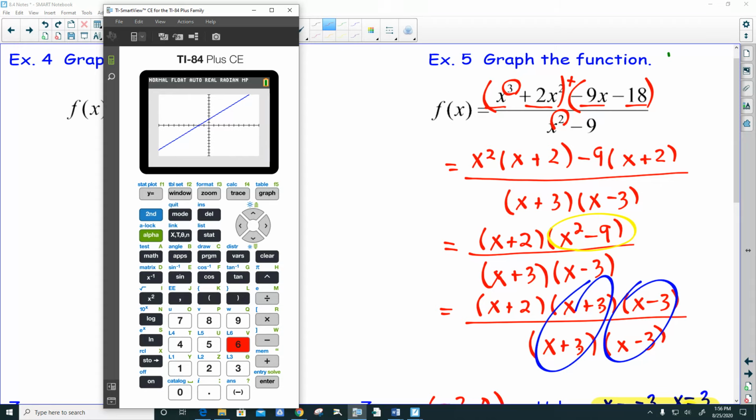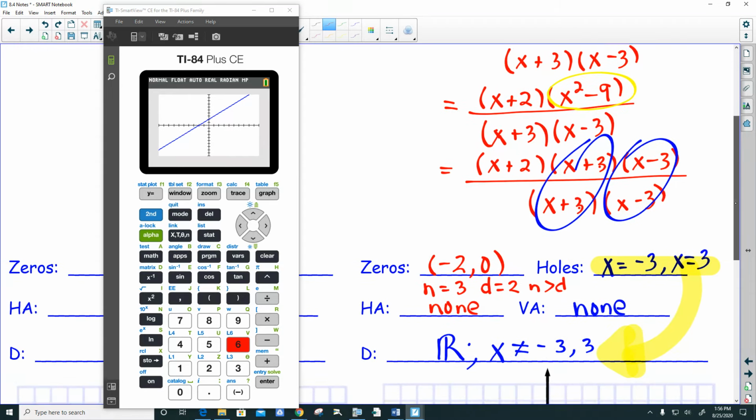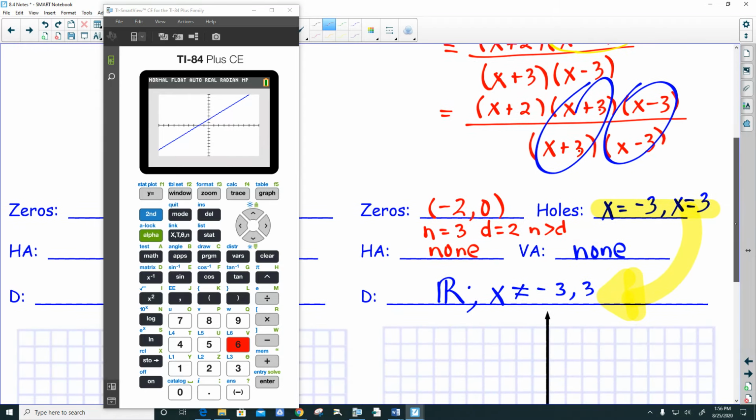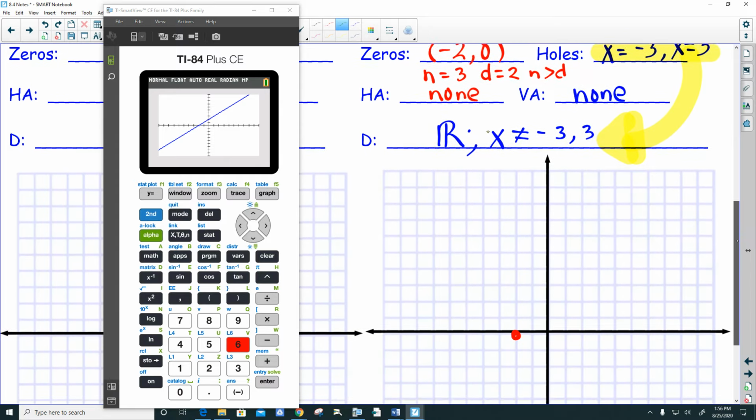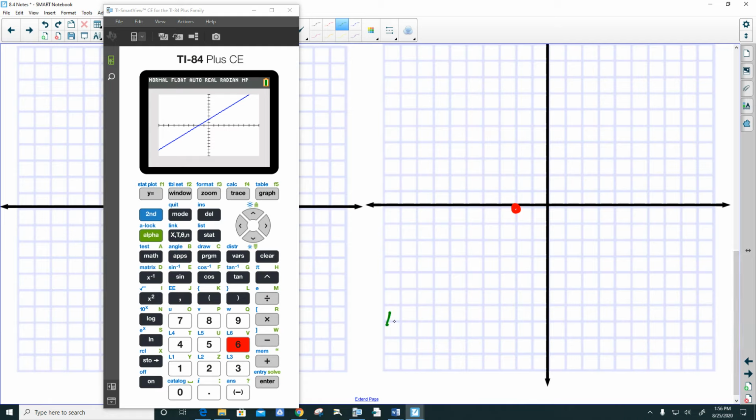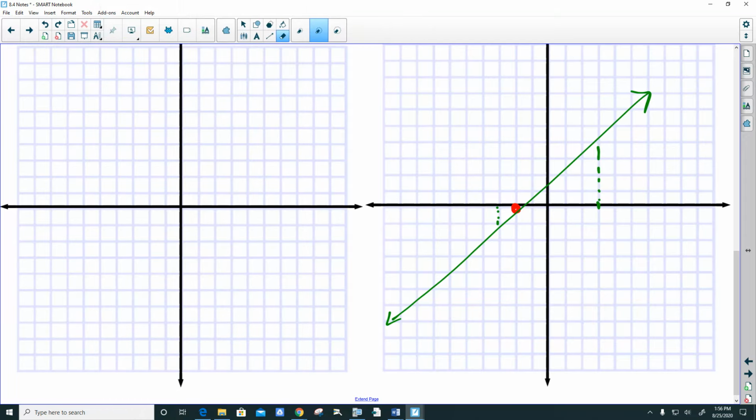It just looks like a linear graph, and really, if you go back and look at what we crossed out here, because there's a hole at negative 3 and positive 3, this is really just the graph of the line y equals x plus 2, except it has 2 holes in it. So it's going to go through that x-intercept that we had there, but we do have to make sure that we go back and erase a spot right above 3, and a spot right below negative 3, so that we're putting those holes onto the graph.